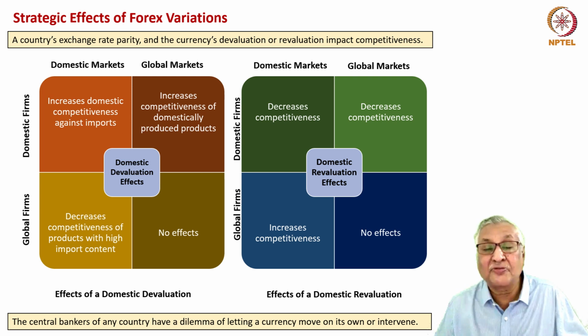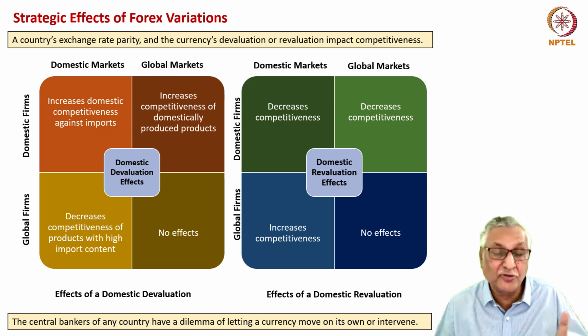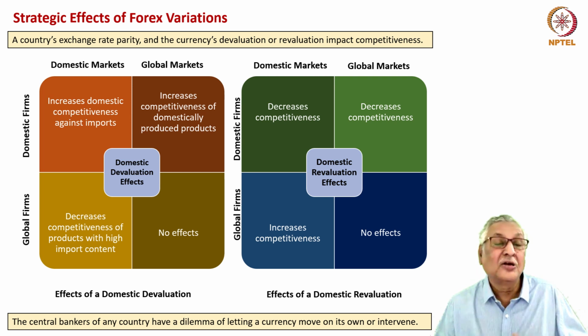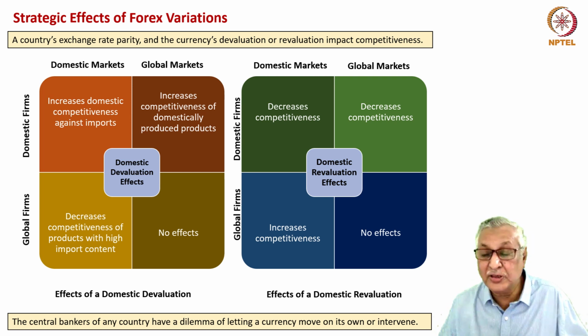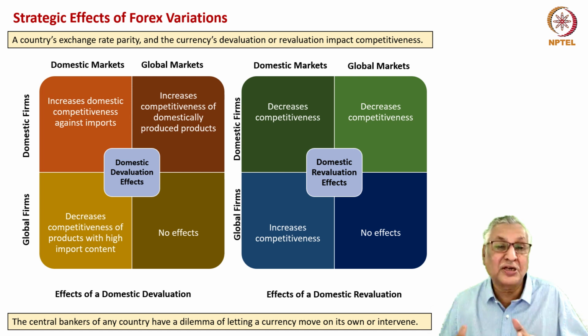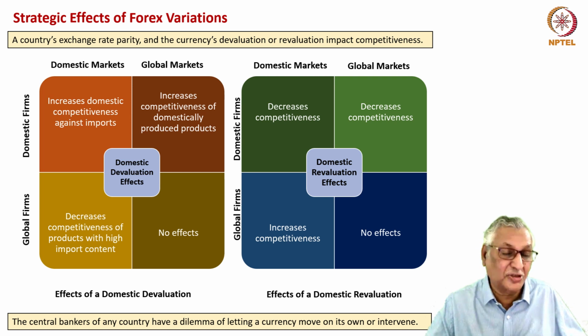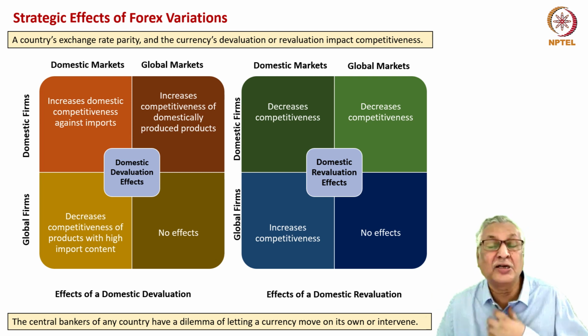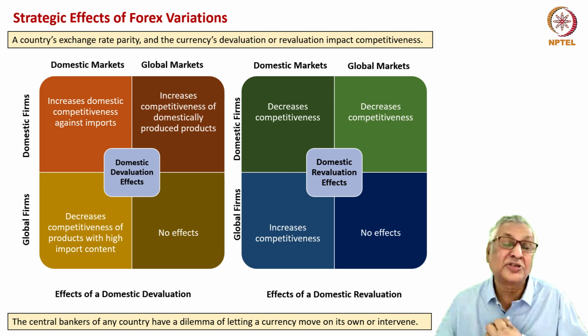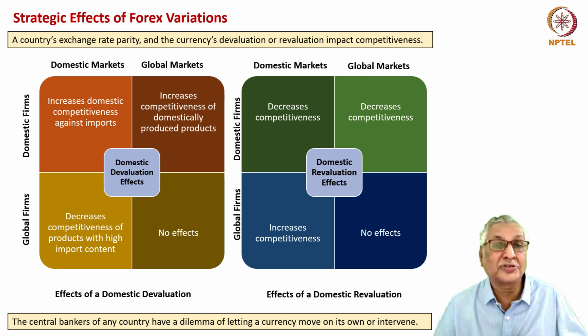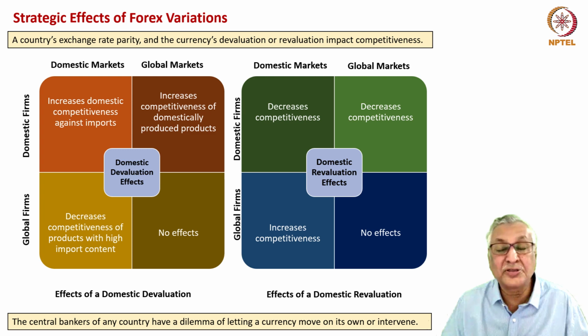The central bankers of any country have a dilemma: letting a currency find its own place against a portfolio basket of foreign currencies, or in particular against the US dollar, or intervening when it is required to stabilize the situation, because an exchange rate parity which is continuously volatile will make it difficult for industries and companies to plan their operations. So the importance of forex variations in the outsourcing and offshoring models is very much a factor that needs to be considered.